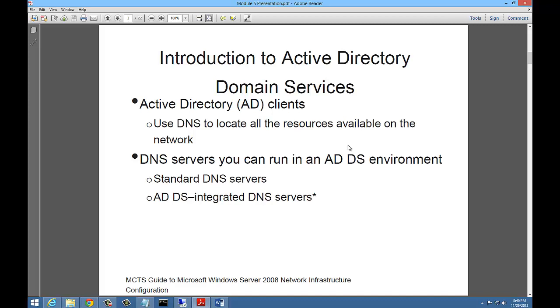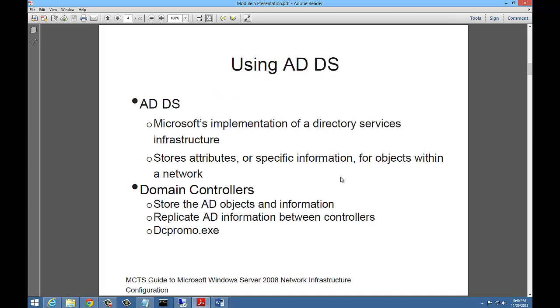Active Directory (AD) clients use DNS to locate all the resources available on the network. DNS servers you can run in ADDS environments are standard DNS servers and ADDS integrated DNS servers, which I will show you in a little bit. Active Directory Domain Services is Microsoft's implementation of a directory services infrastructure. It stores attributes, or specific information, for objects within a network. So this is some of the types of things that are in a DNS server, some of the information that you can find in there.